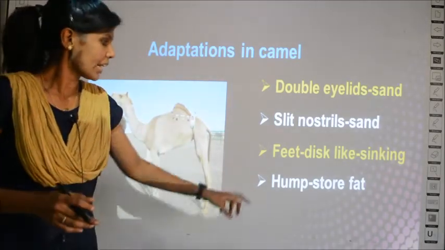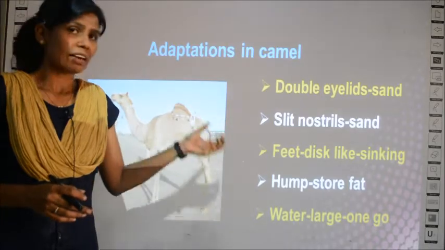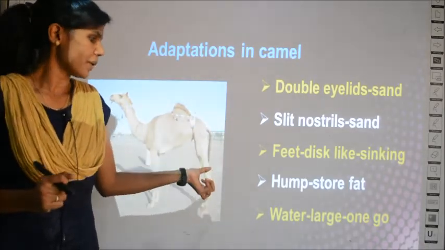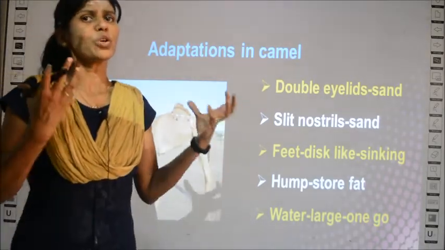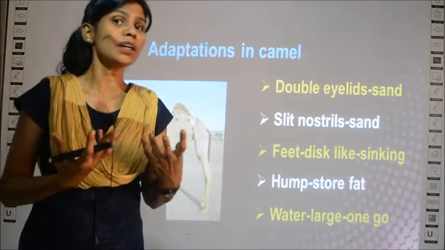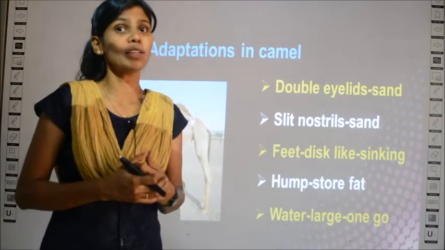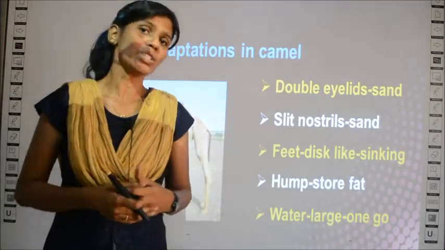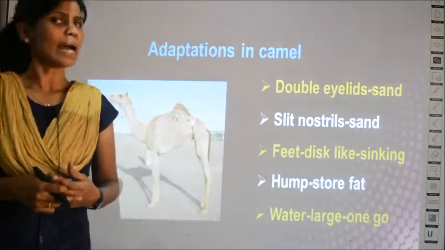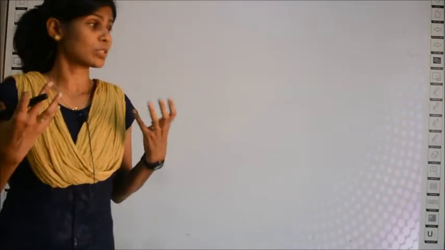And one more adaptation you have. Camels have a unique property, that is they can consume large quantities of water in one go. In one go means one time when they take in the water, they will consume very large quantities when compared to other animals, so that they can have so much of water stored in their body until the water is available for the next time.